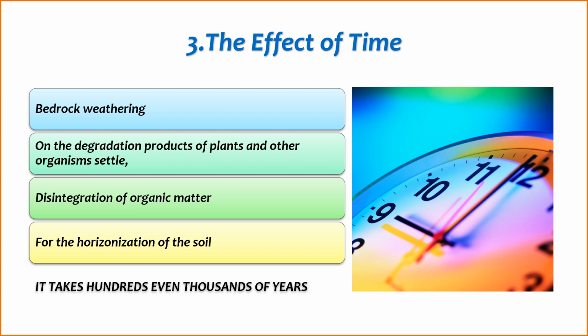Time frame: over time, as vegetation establishes and organisms contribute to soil formation. Process: degradation products from plants and other organisms settle on the weathered rock surfaces, initiating the accumulation of organic matter. 3. Disintegration of organic matter. Time frame: ongoing process spanning hundreds to thousands of years. Process: the organic matter undergoes decomposition, contributing to the formation of the soil organic horizon, O horizon, and providing essential nutrients for soil development. 4. Horizonization of the soil.